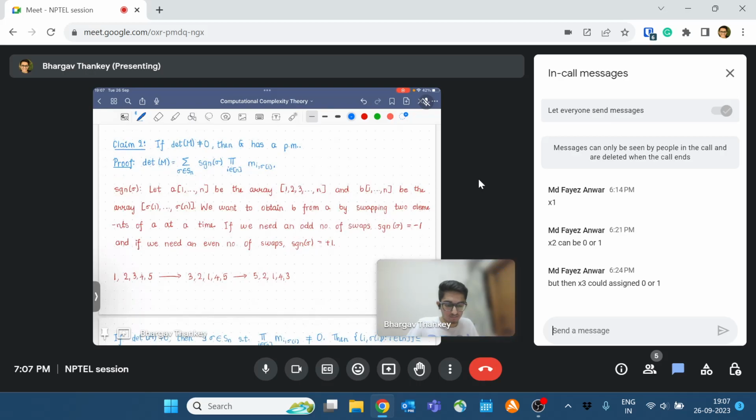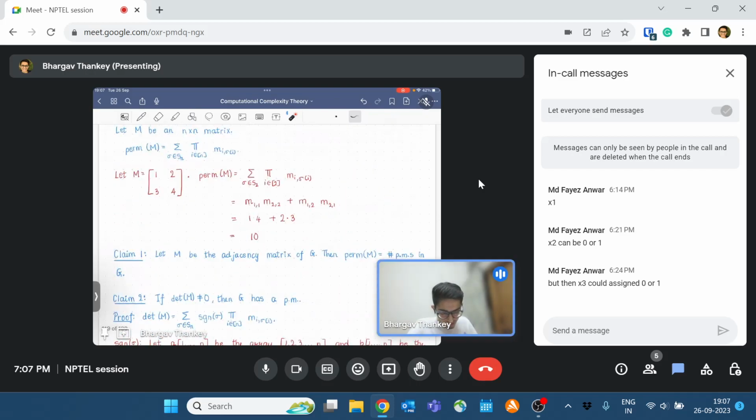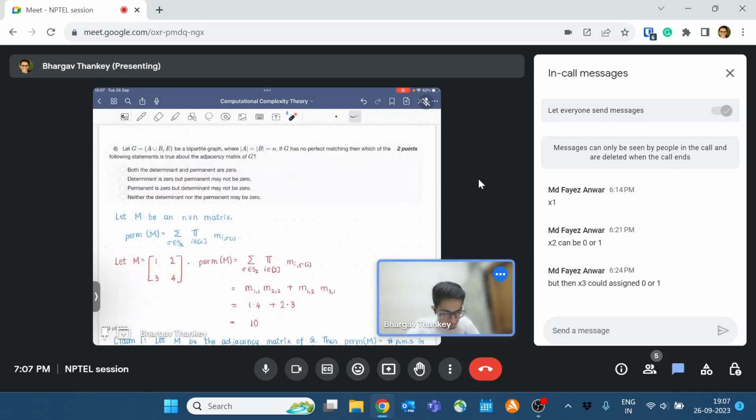So basically, all you have to do is compute the determinant and find a sigma for which this is non-zero. That is a perfect matching. Now using claims one and two, can you tell me which option is true?